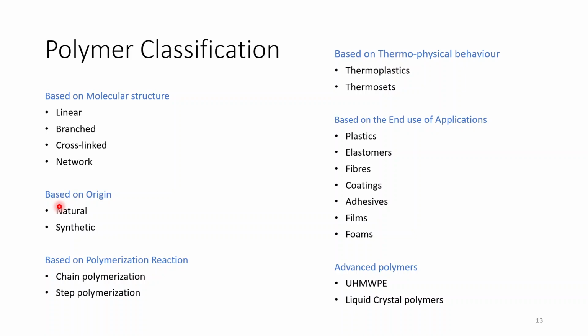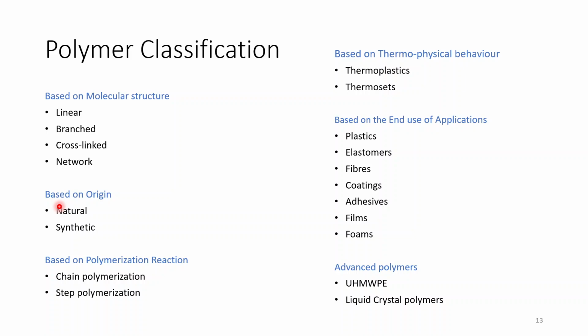Then based on origin, so how you receive your polymer, based on that also you have these classifications: natural and synthetic. So if you're getting your polymer directly from nature, then it will be natural type of polymer. If it is man-made, then it is synthetic type of polymer. So polyethylene, polystyrene, all these are synthetic, and natural will be such as natural rubber, cotton and other types of polymers. Next is based on polymerization reaction.